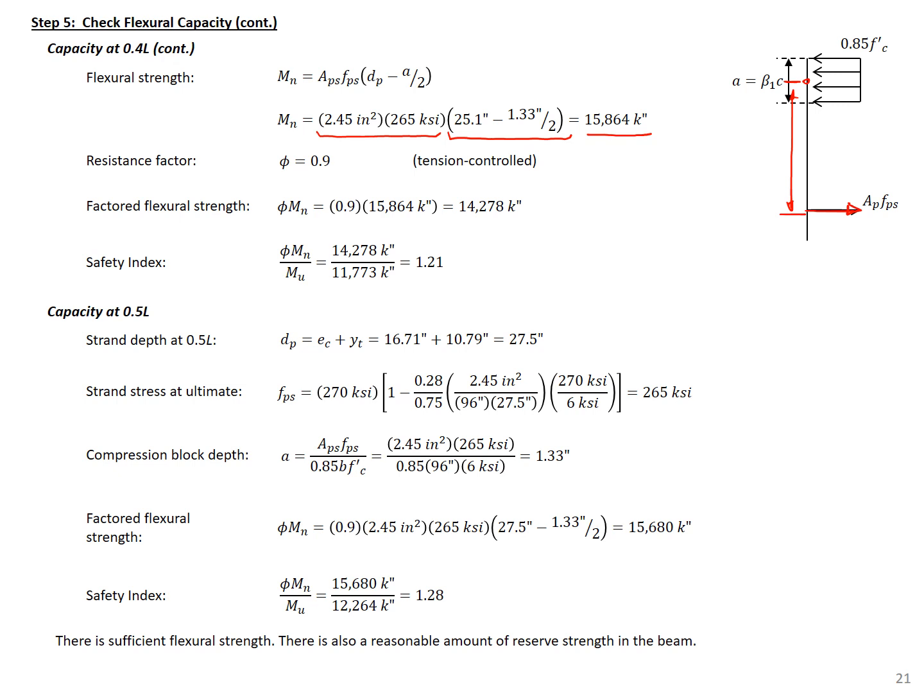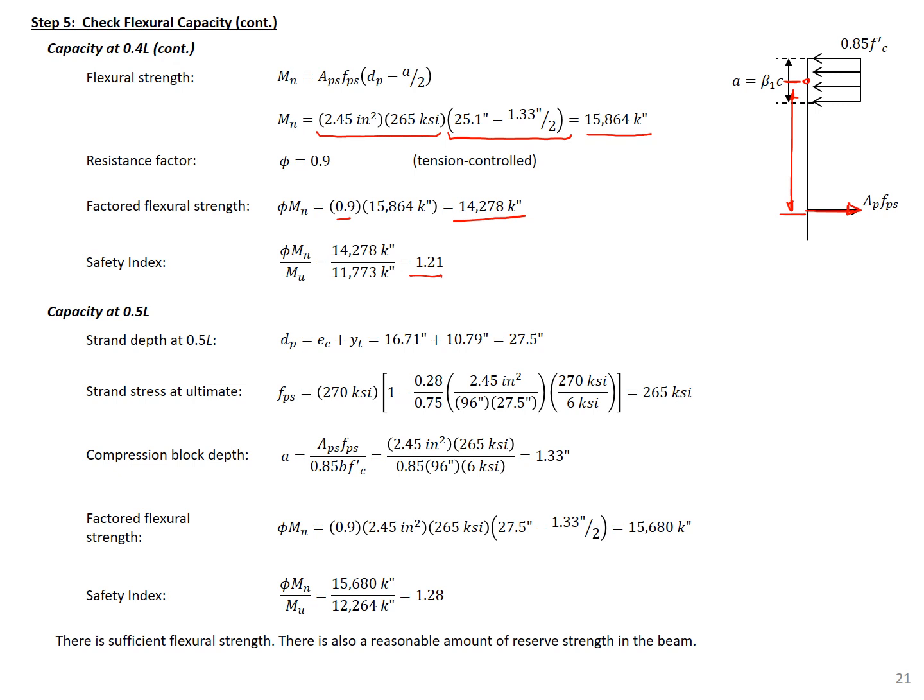So we can then factor this by our 0.9 because we're tension controlled, and find our phi Mn to be 14,278 kip-inches. We can see here, dividing our phi Mn by Mu, we have a safety index of about 1.21. So we're stronger, but we're still kind of within a reasonable range.